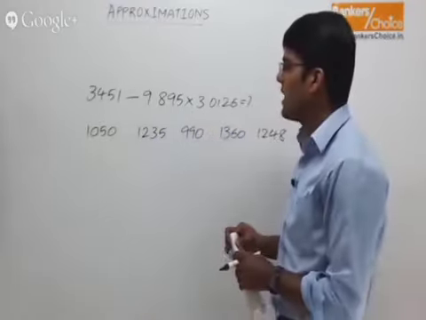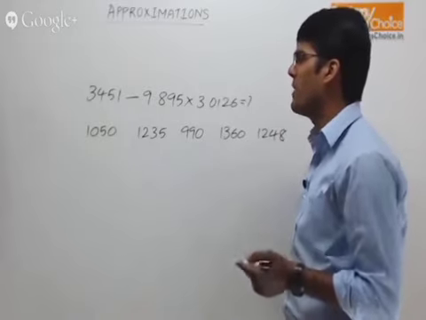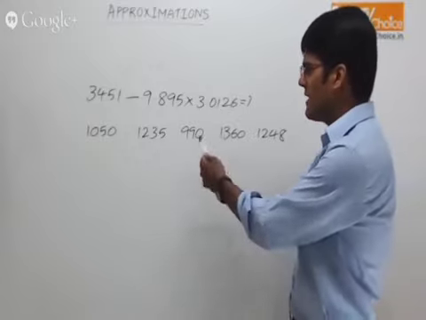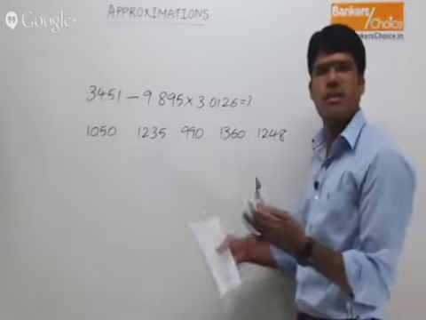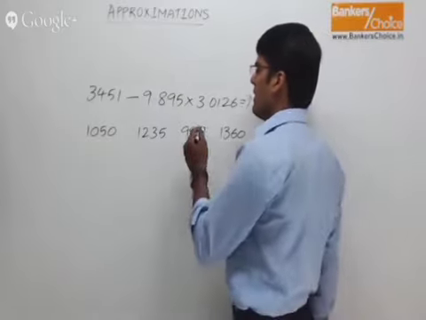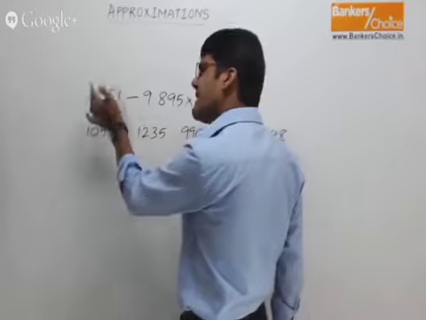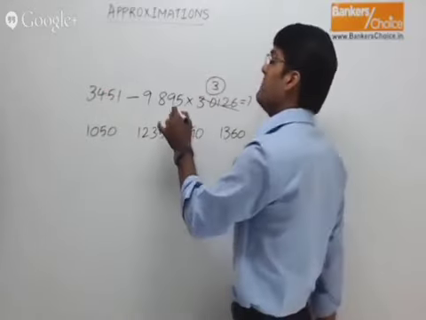Alright, so let's look at the solution now. 3451 divided by 9.895 into 3.0126. 1050, 1235, 900, 1360, 1248 are all not close to each other. So this becomes approximately 3451. Let's keep it as 3451, right?